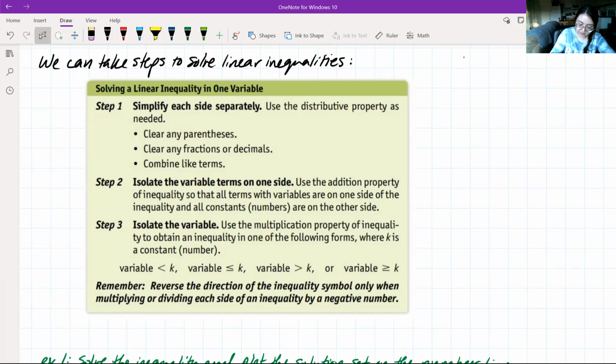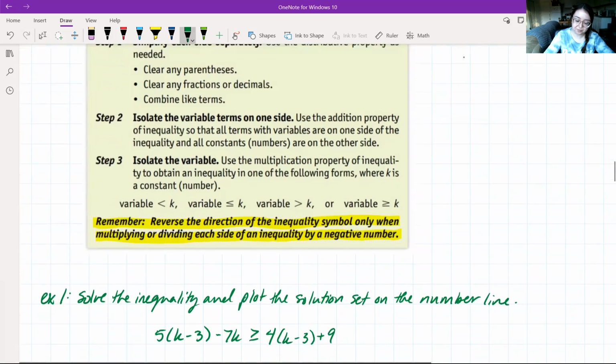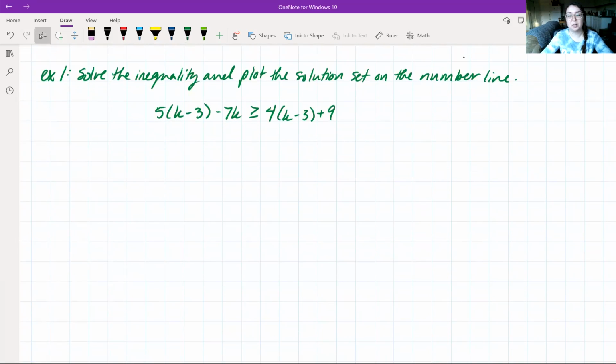And remember, reverse the direction of the inequality symbol only when multiplying or dividing each side of an inequality by a negative number. Key thing to remember. So now we have our steps. Our steps are a little simplified in this case as opposed to our previous 6 steps that we normally do with applied problems. But on to our first example.